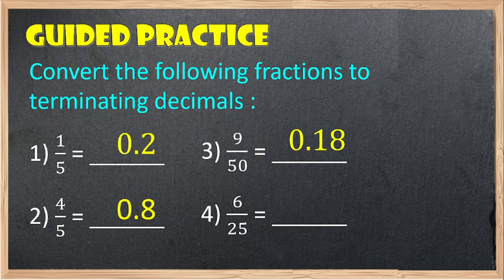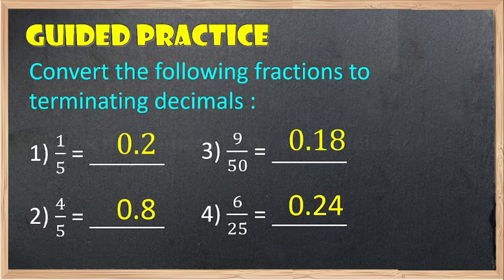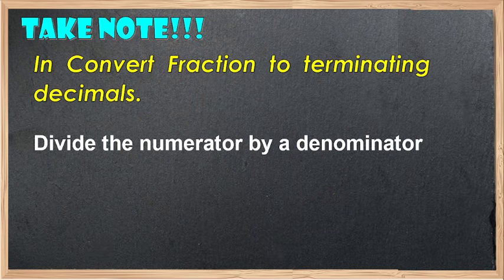And then lastly, we have number 4, 6 divided by 25. Comment down your answer. Correct. The answer is 24 hundredths. So that's it. So take note, in converting fraction to decimal, you need to follow the step. Divide the numerator by the denominator. Again, the simple step is you're going to divide the numerator by the denominator.